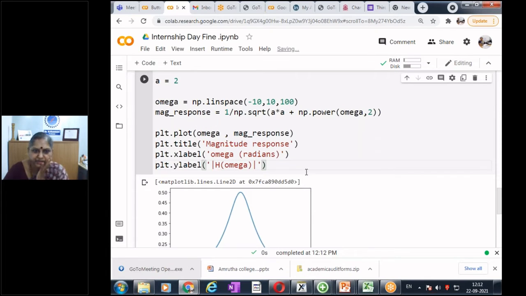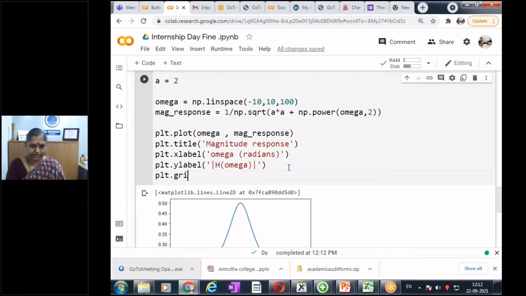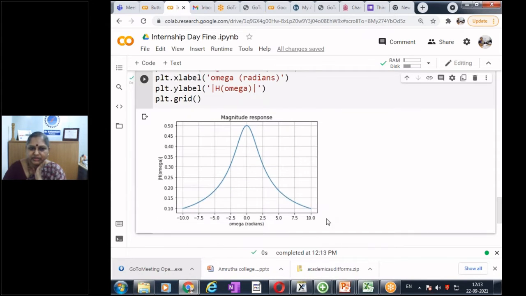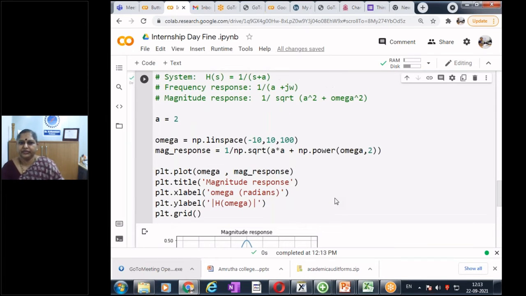And always let us have the plt.grid on. So let's run it. So we will have the same figure from this. Yes, have you all got it? If you have got it, please tell yes. We are doing very simple. We are just plotting the magnitude response of the given system.